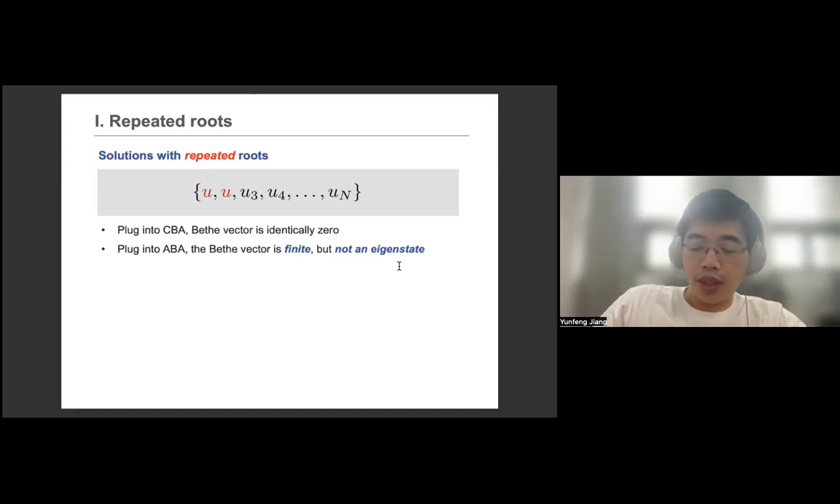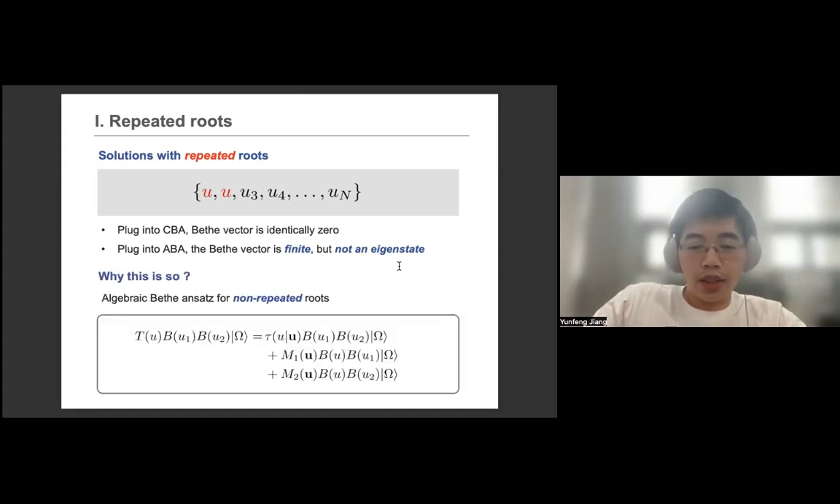So this is a very interesting fact. Why is this so? Let's analyze a very simple case. We can consider a 2-magnon state using the algebraic Bethe-ansatz. These are the usual B operators acting on the pseudo vacuum. Now you want this state to diagonalize the transfer matrix.